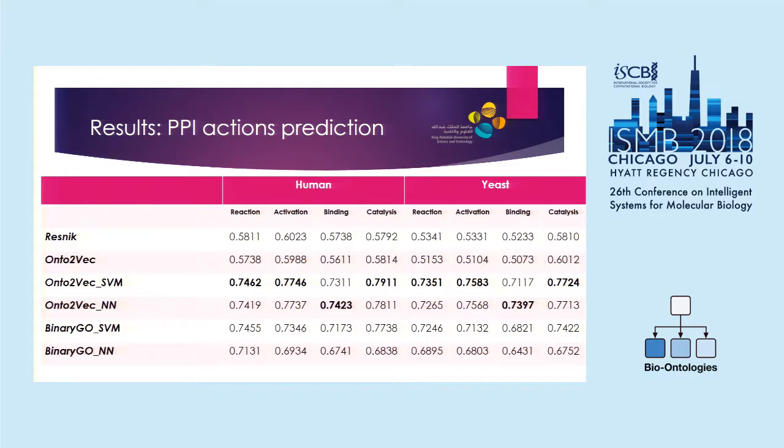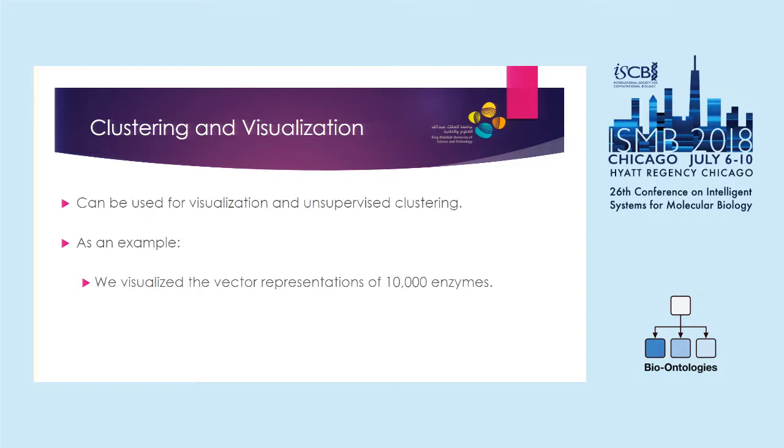Okay, so we have proved that our method can be used as a trainable semantic similarity measure. We have also used it to differentiate between different types of similarity, which is something you cannot do with a normal measure. So now we want to use our vectors to visualize the data and see how biomedical entities would look together in a 2D space. So we produced the vector representations of 10,000 enzymes, and then we visualized them in 2D space.